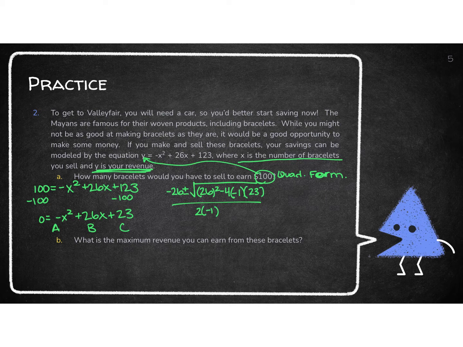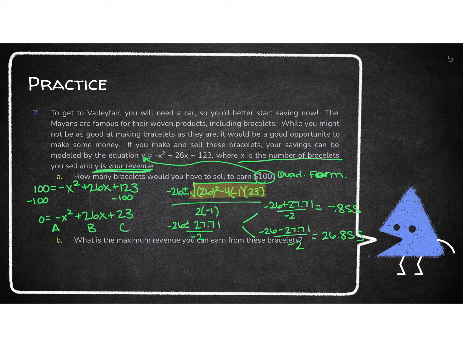So if I do, again, this piece in my calculator, the square root and everything, I'm going to end up with negative 26 plus minus 27.71 divided by 2 times negative 1, negative 2. So I'm going to split it up. I have negative 26 plus 27.71 divided by negative 2, and negative 26 minus 27.71 divided by negative 2. If I do the plus, I am going to get a negative 0.855. If I do the minus, I'm going to get 26.855.